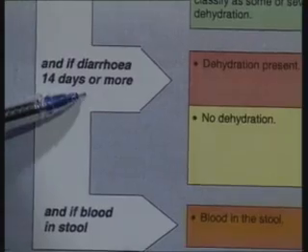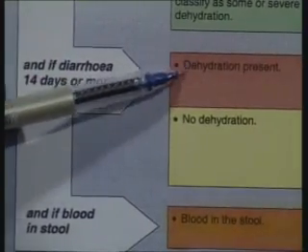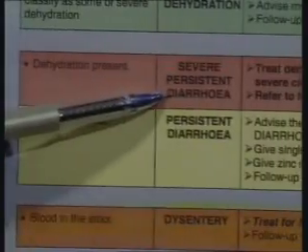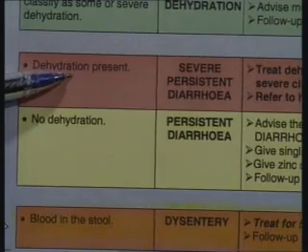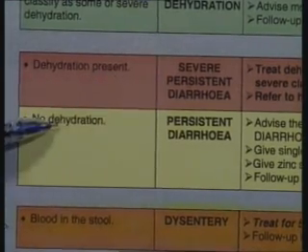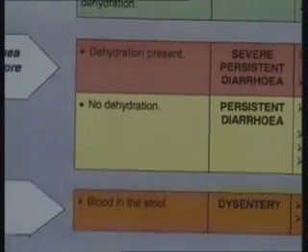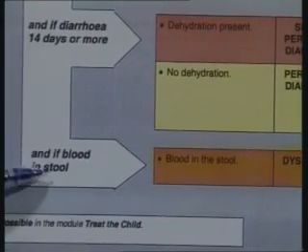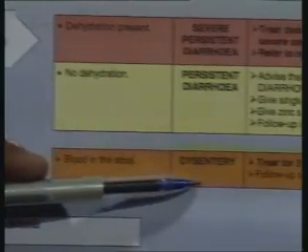Now this is conditional: if the diarrhea is more than 14 days, then only you will classify into either severe persistent diarrhea or persistent diarrhea. So if dehydration is present, our classification will be severe persistent diarrhea. If there is no dehydration and the diarrhea is just more than 14 days, we will call it persistent diarrhea. Then going further, if there is blood in the stool, this will be classified as dysentery.